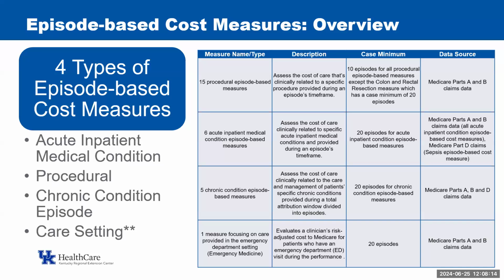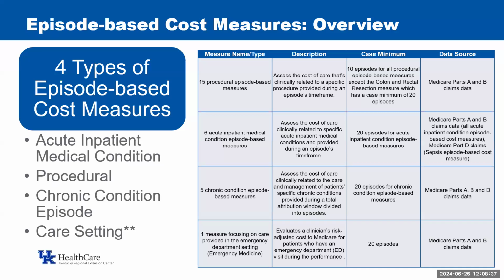There are 5 chronic condition episode groups that assess the cost of care clinically related to the care and management of patients with specific chronic conditions, provided during a total attribution window divided into episodes. There are 20 episode case minimums for chronic condition episode-based measures, and it comes from your Medicare Part A, B, and D claims data.